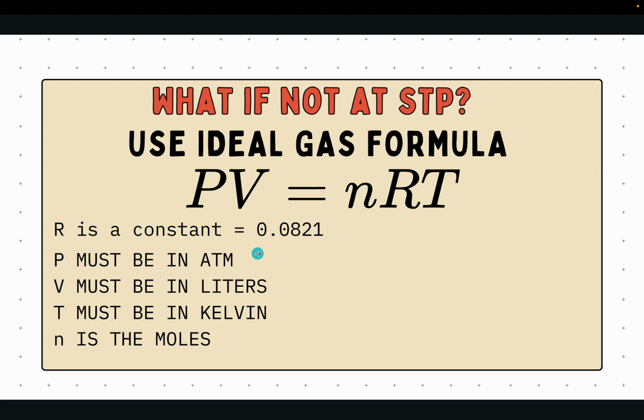Now, the ideal gas formula only works with these units. Pressure must always be in atmospheres. Volume must always be in liters. And obviously, temperature must be in Kelvin, always, and literally all the time in every formula. And n is moles. Moles doesn't have a specific unit other than moles, so just leave it as that.